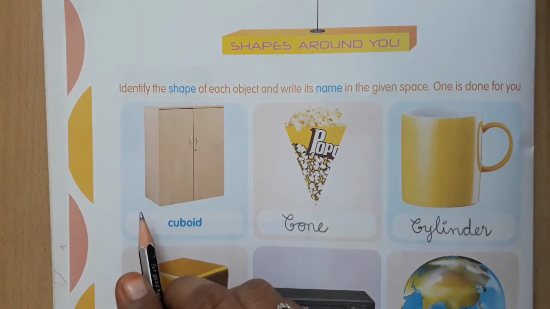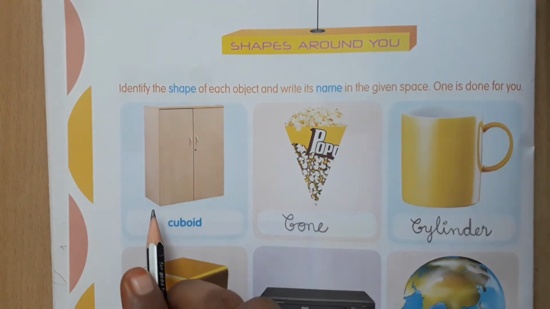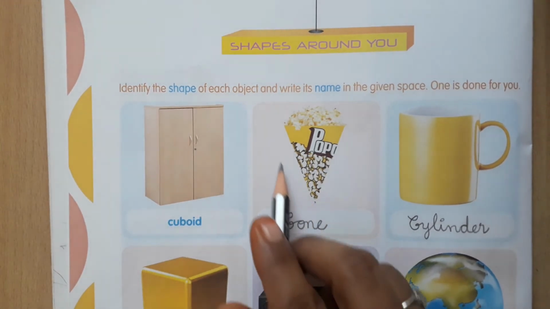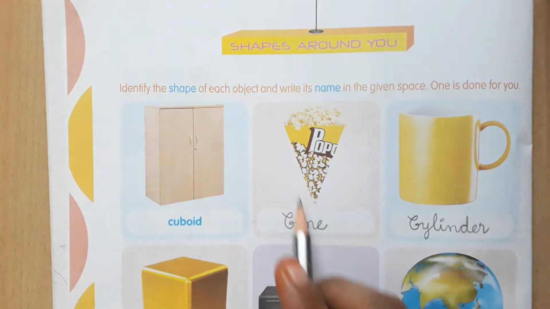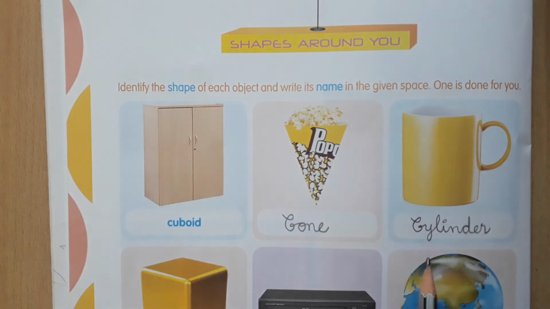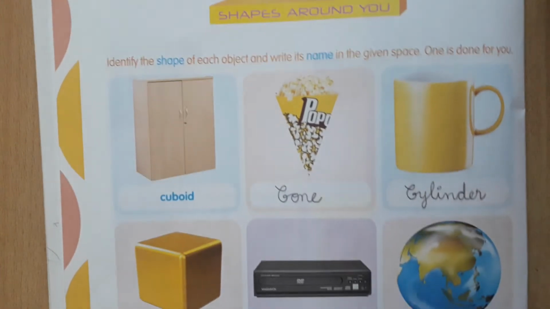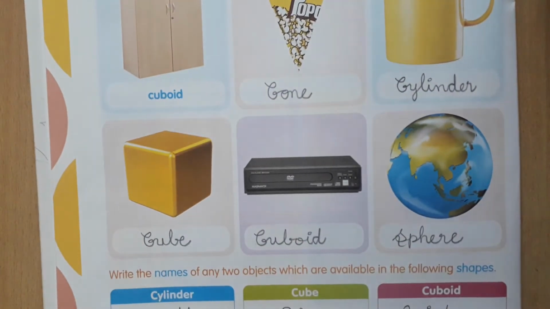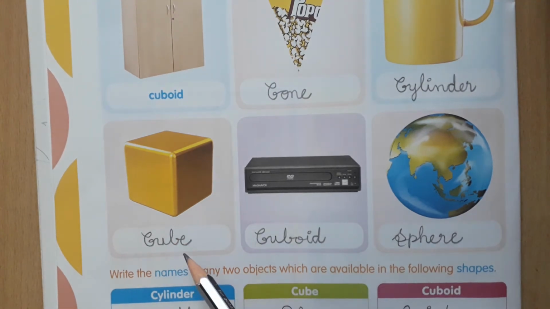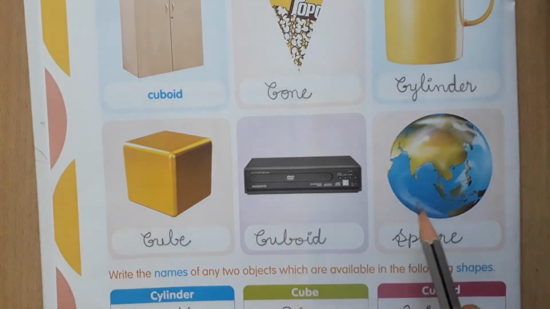Look here. This is a cupboard. How does it look? Which shape is it in? Cuboid shape. Next one. Which shape is the popcorn packet in? Cone shape. Cup, cylinder shape. Next, box. It is like a cube. DVD player, cuboid. Globe, sphere.